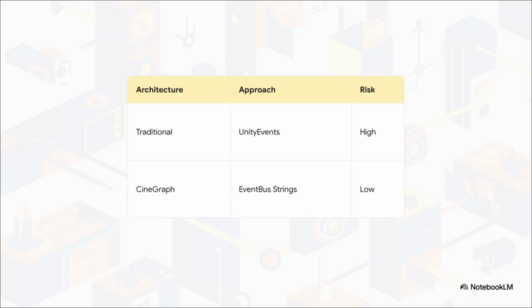CineGraph uses a near-zero risk approach, the cinematic event bus. A node in your graph simply fires a string identifier, like boss defeated. And from your own C# scripts, anywhere in your codebase, you just subscribe to that string. The cinematic knows absolutely nothing about your quest manager, and your manager needs zero references from the cinematic. It is the ultimate expression of clean, completely decoupled code.